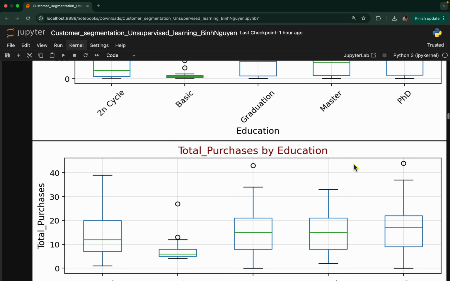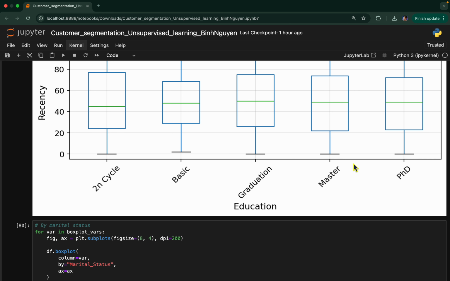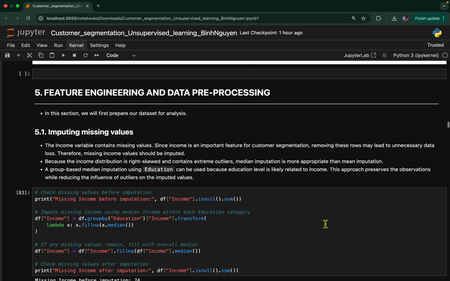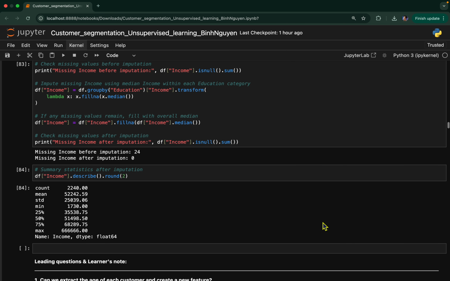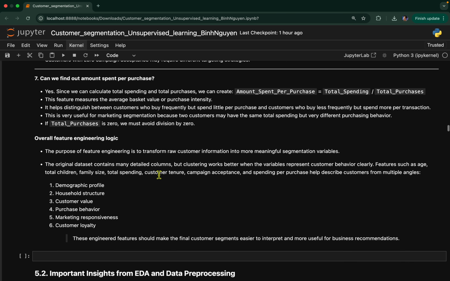So you can see here, they are part of the EDA process. They provide a lot of information for me to do feature engineering. By the way, for the missing values of income, I do median imputation. You can see here that there were 24 missing values, but after median imputation, there were 0. So that's it.